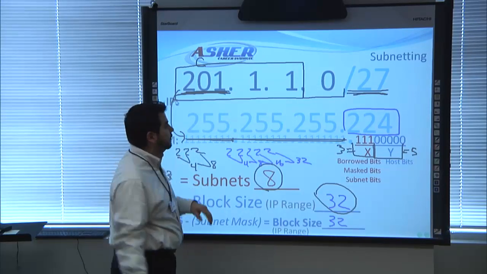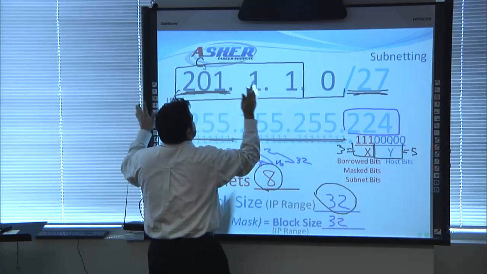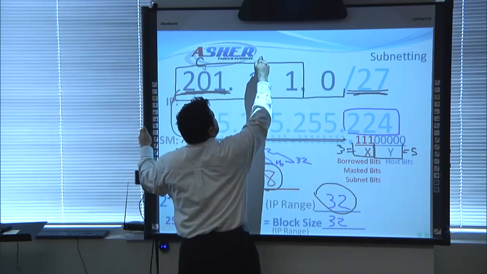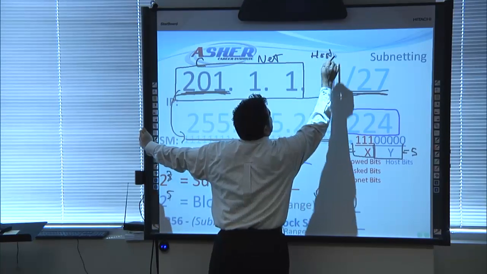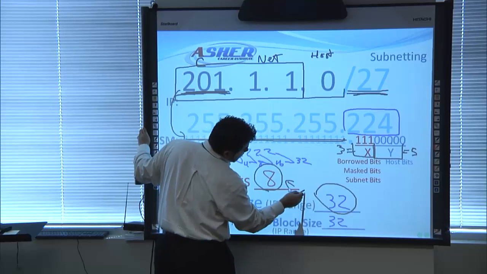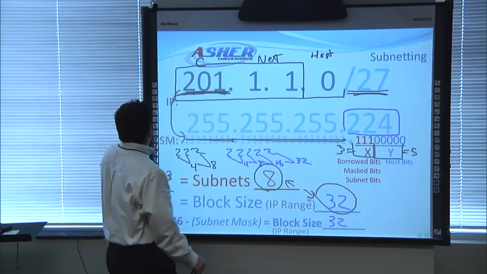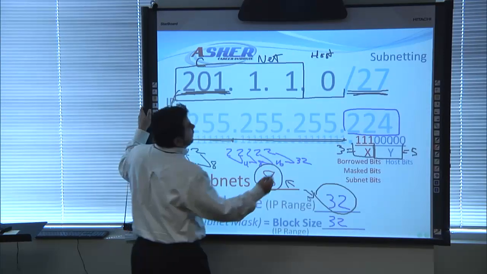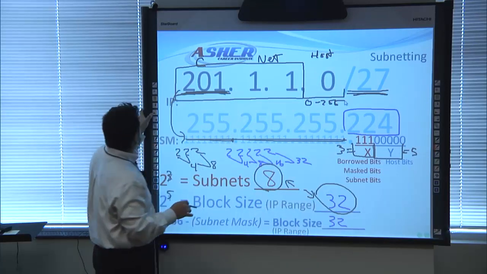That's way later. Okay? In a class C, the first 3 octets are written in stone, because these are the network, and then this one is the host. So now we will take this range and break it off into 8 equal groups, and each group will have 32 IP addresses in it. And that range was 0 through 255.